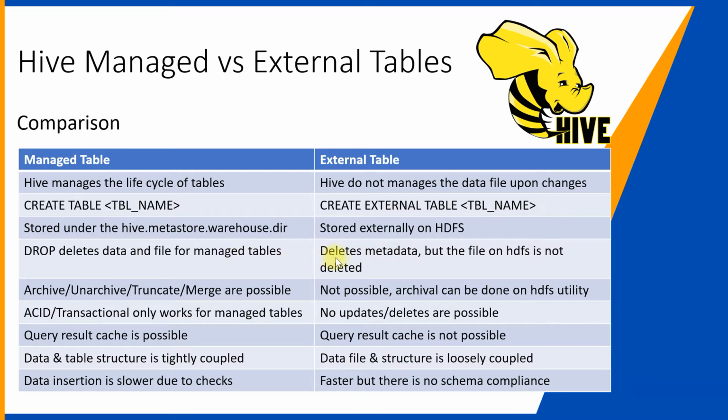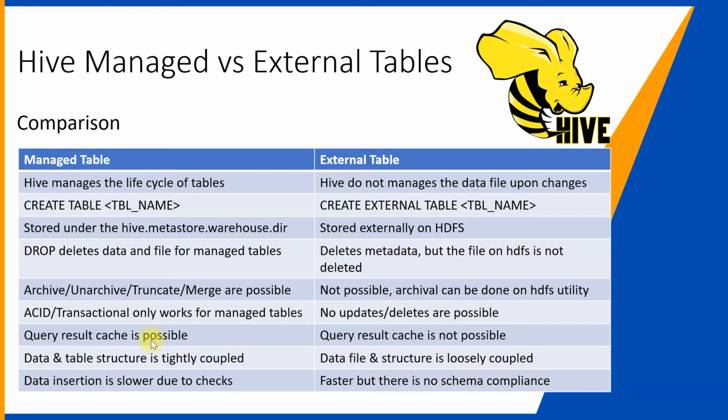Hive will take care of all the archival, unarchive, truncating, and merging. These operations are all possible in a managed table, whereas they are not possible in external tables. The ACID transaction only works for managed tables. If you are doing any updates or deletes, that is supported only for the managed table, whereas it is not supported in an external table.